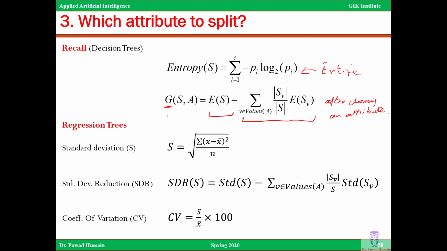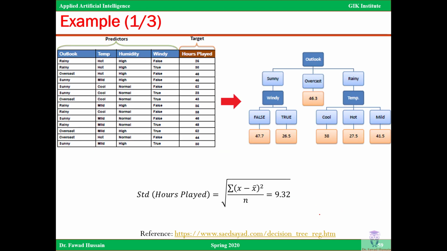In regression tree, the framework or the idea is very similar. Instead of calculating the entropy, we are going to calculate the standard deviation of the entire data set. So this is the standard deviation of the entire data set, and then we are going to calculate the standard deviation reduction, which means the entire data set versus the standard deviation we get after choosing an attribute.